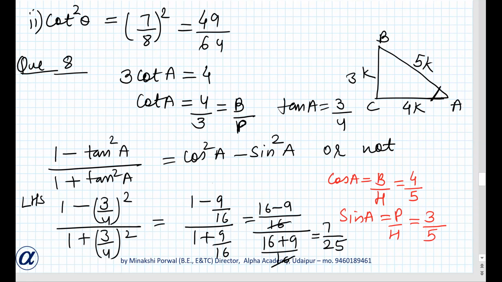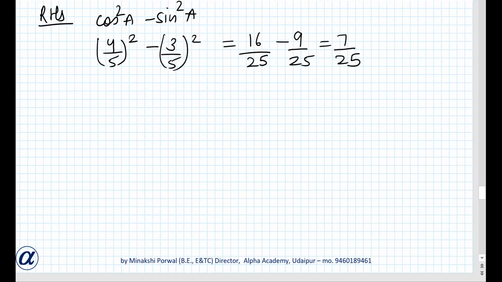Okay. Some students have typed okay answer. Hardik has typed it is equal. Okay, it is correct. So yes, they are equal.